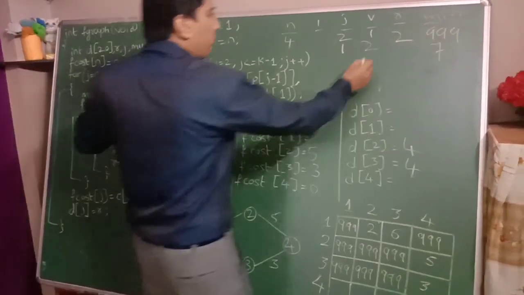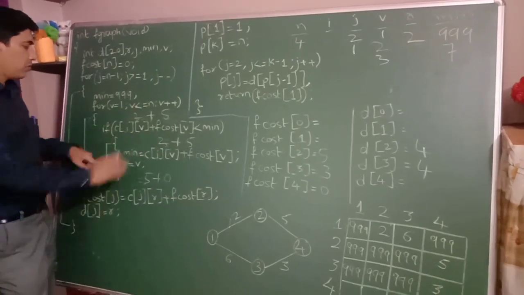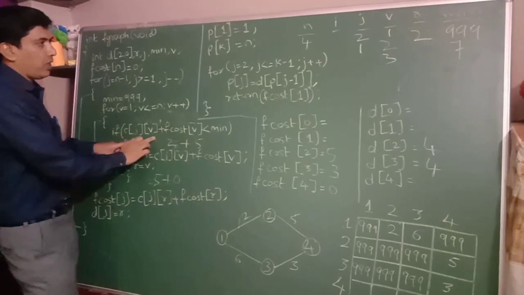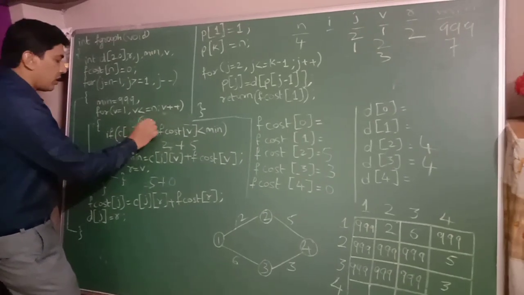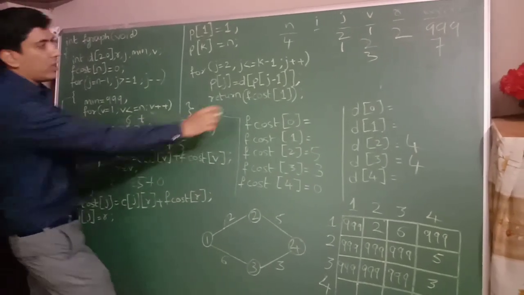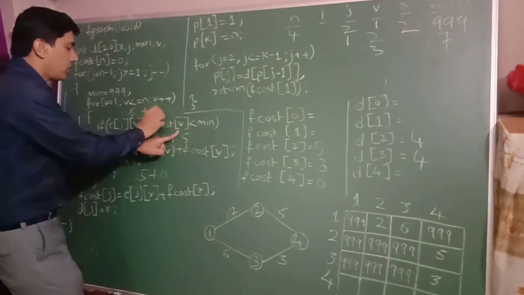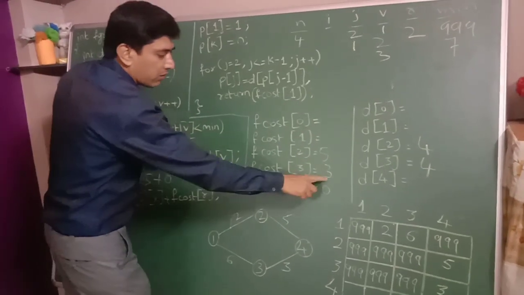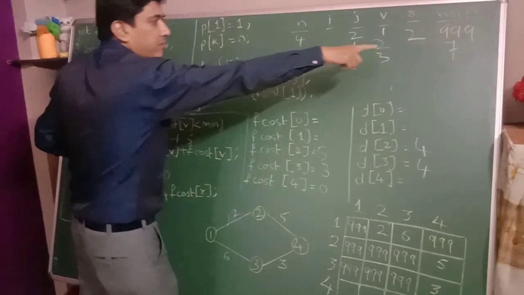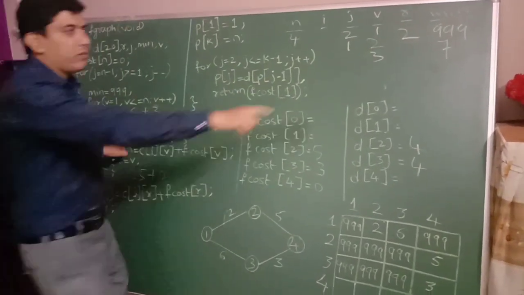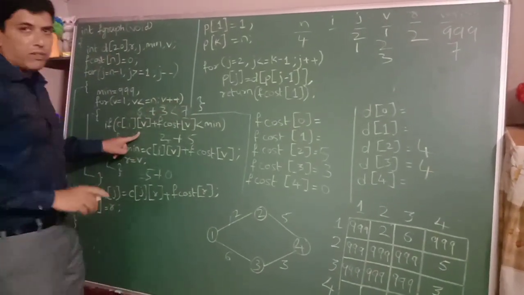So v value will become 3, right? Is 3 less than or equal to 4? Yes, the condition becomes true, right? Now J V, that is 1 3, right? 1 3 is 6. 1 3 is 6 plus f cost of v. F cost of v, where v is 3, the value present here is 3. So 6 plus 3 is 9. Is 9 less than min? So min value is 7 here. Min value is 7. So is 9 less than 7? No, right?